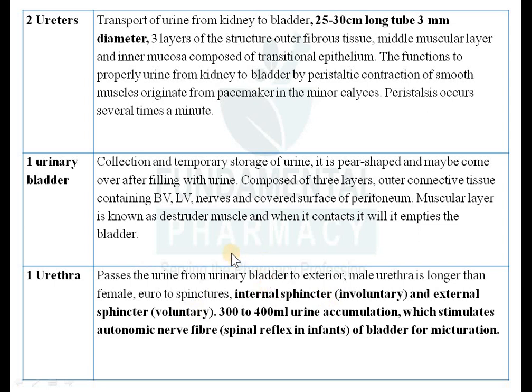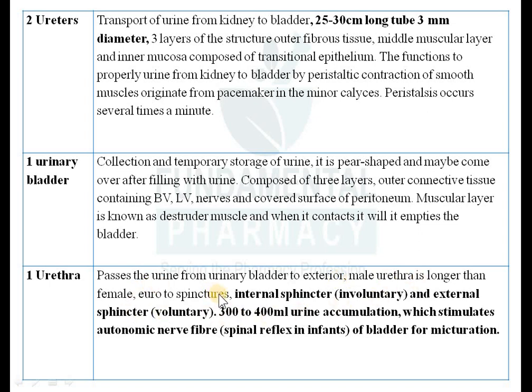उसमें जो स्मूथ मसल, अगर इसमें का स्मूथ मसल रिलैक्स हो गया तो यूरिन रिटेंशन हो जाएगा. अगर ब्लैडर का स्मूथ मसल कॉन्ट्रैक्ट हो गया तो यूरिन निकलेगा. Urethra, there is one urethra, so it will pass the urine from bladder to exterior, मतलब बाहर छोड़ देगा. So urethra is longer in male and it is shorter in female.